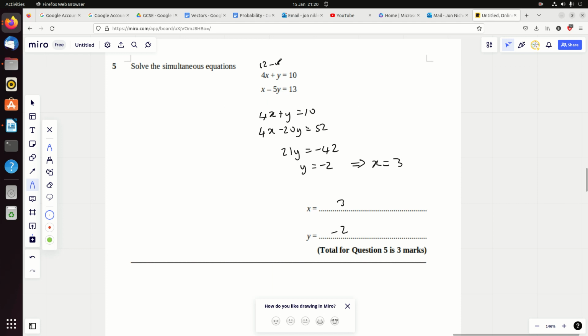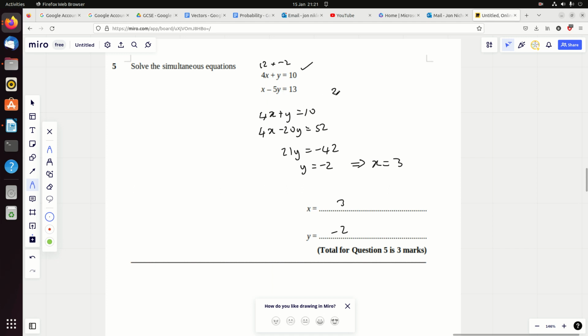12 minus 2, well, that's 10. I can't even check it. I'm going really wrong. Okay, what are we doing here? 12, just add -2, so that's just going to be add -2. That is 10. It works.